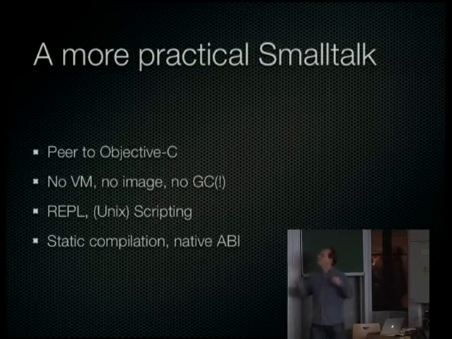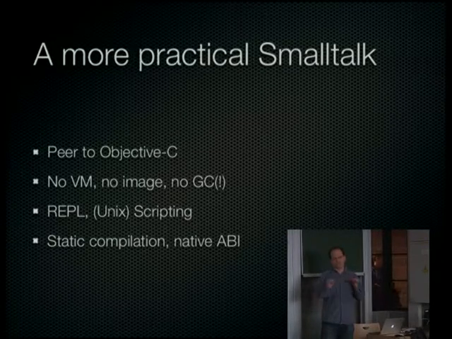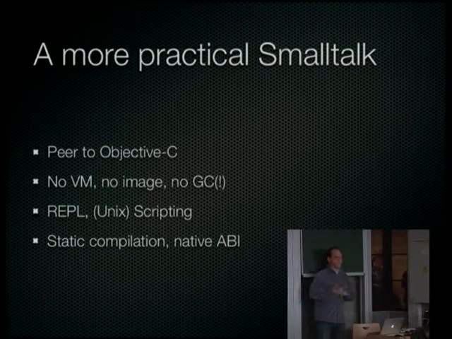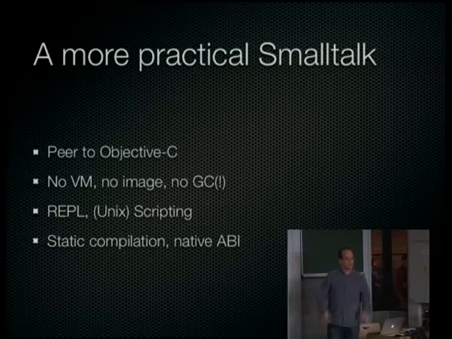So we want to run on the native ABI. We have a nice little object system that's very Smalltalk oriented with Objective-C. It's very small. So we have no VM, we have no image, and we don't even have a GC, which is, of course, crazy talk. There's a REPL. You get to do Unix scripting. Right now, the static compilation is a future thing. I'm working on it. It's not there yet. Same with Objective-C. It should be the equivalent.